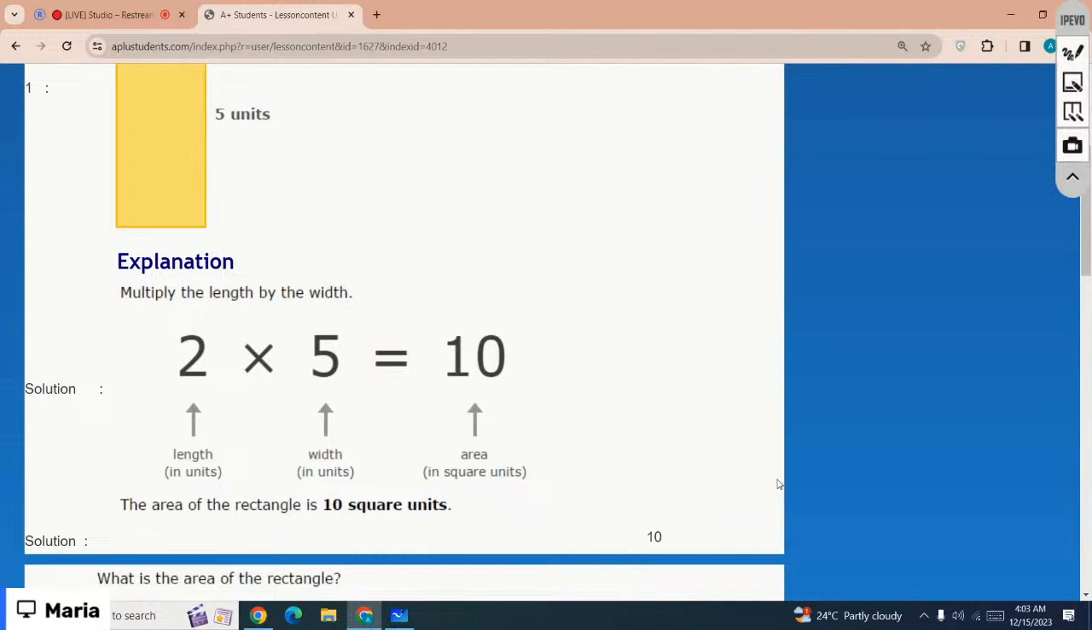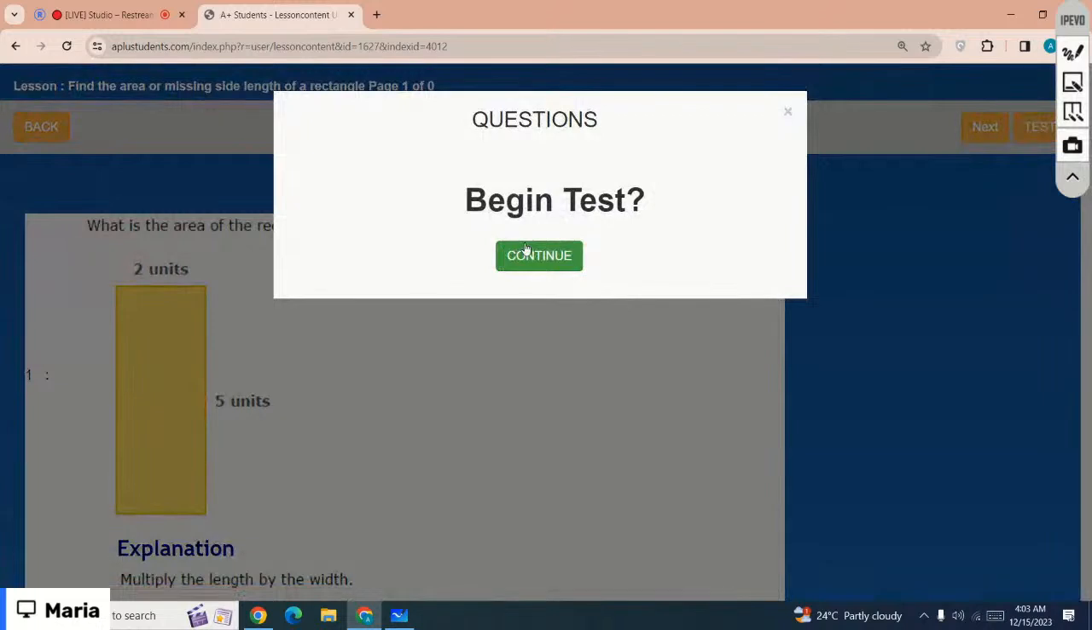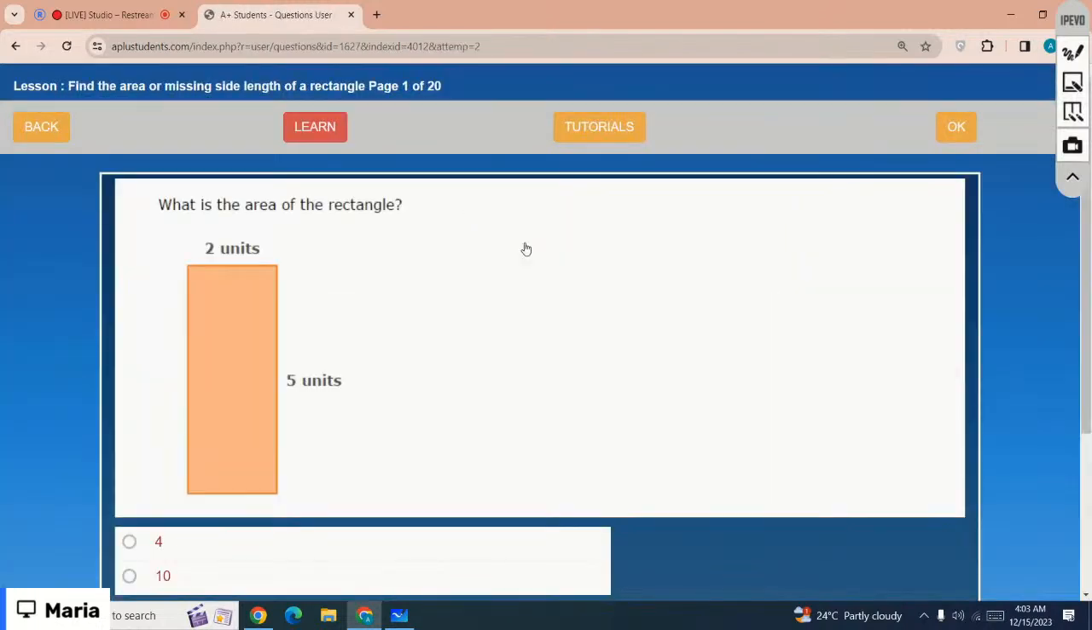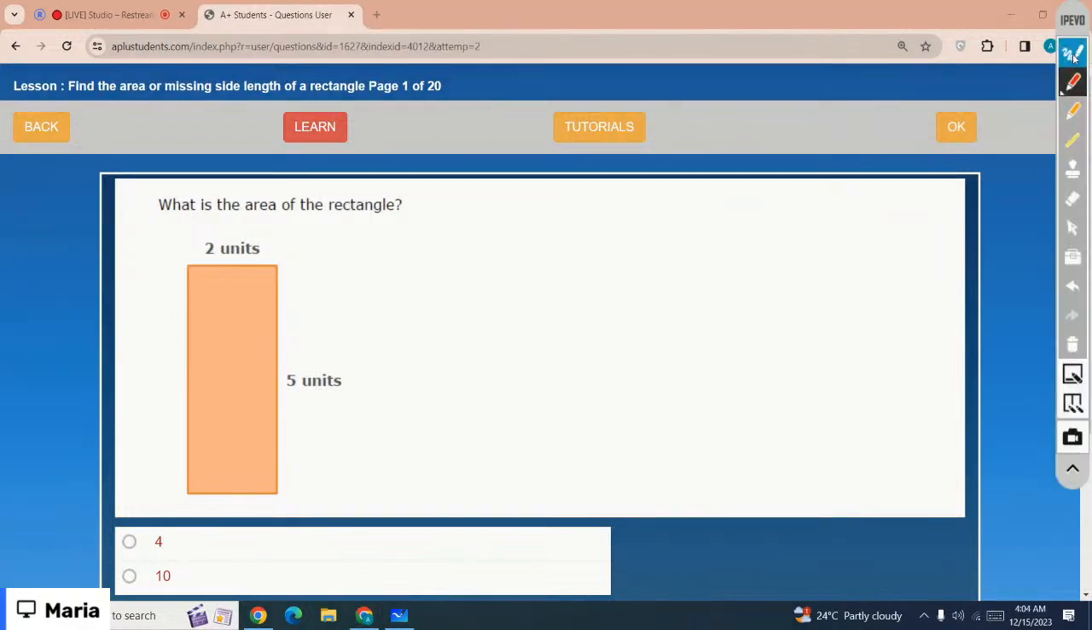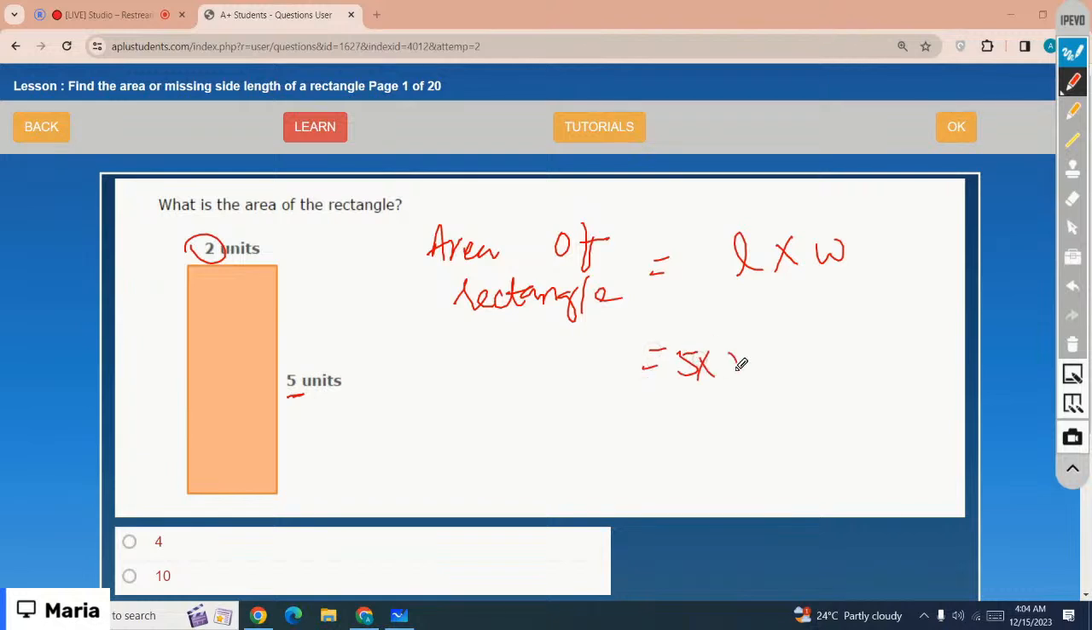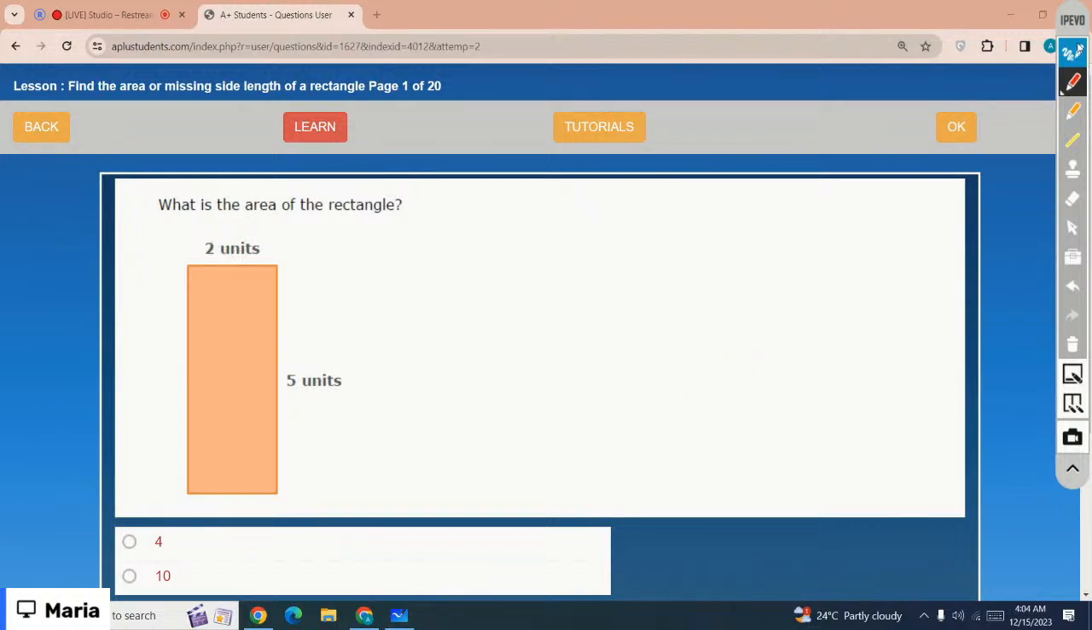Let's just start with the test questions. What is the area of the rectangle? Whenever you need to calculate the area of a rectangle, you need to do length times width. So length is 5 units, width is 2 units. So you need to do 5 times 2. The correct option is 10 units.